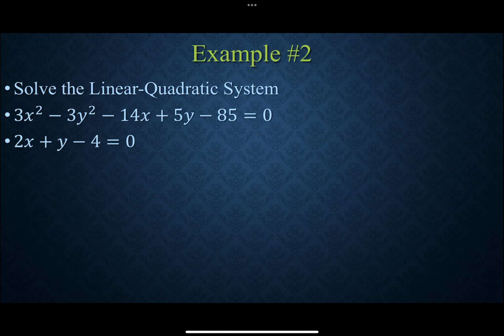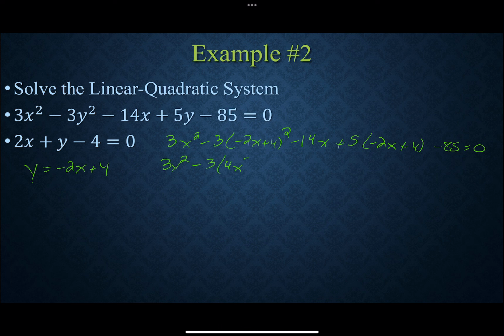Here we have another hyperbola and linear line. This one, it's clear that solving for y is your best choice because the x has a coefficient. So y is going to equal negative 2x plus 4. And we're going to fill that in for our y term in the problem, negative 2x plus 4 being squared. And then 5 times that negative 2x plus 4 here, minus 85 equals 0. So squaring it first, we're getting 4x squared minus 16x plus 16. And then we have our plus 5 times (negative 2x plus 4), minus the 85.